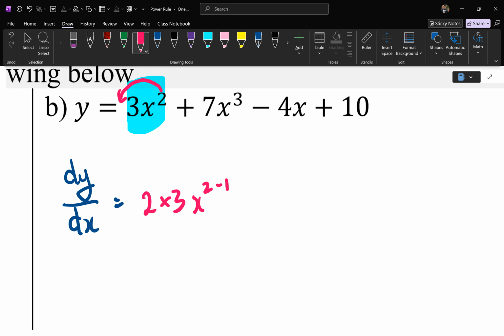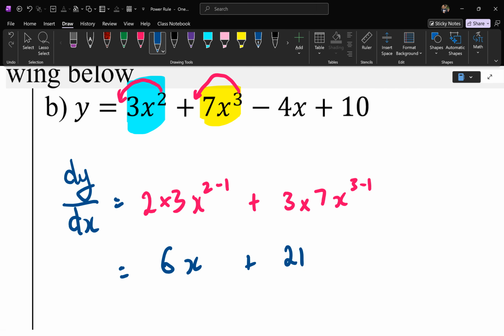Let's work this one out. What does that give you? 2 times 3? 6. So this becomes 6x. Let's try the next one. Plus, do the same thing. What's the power for the second term? 3. Bring the power down, so bring it to the front. It's 3 times the coefficient, which is currently 7. The function is x cubed, but remember you minus the power by 1, so it's 3 minus 1. So this should now give you 21x squared.